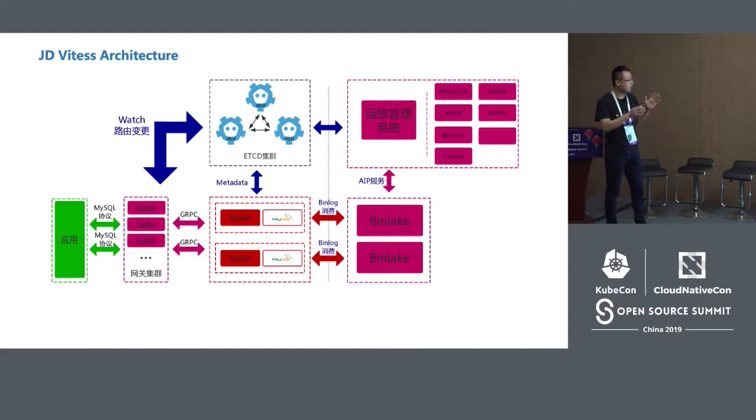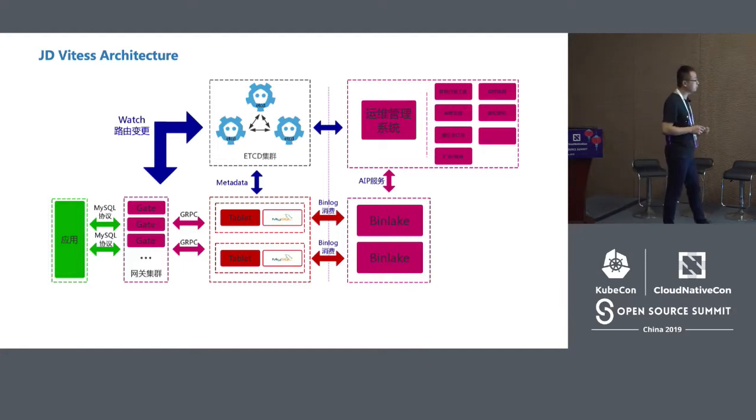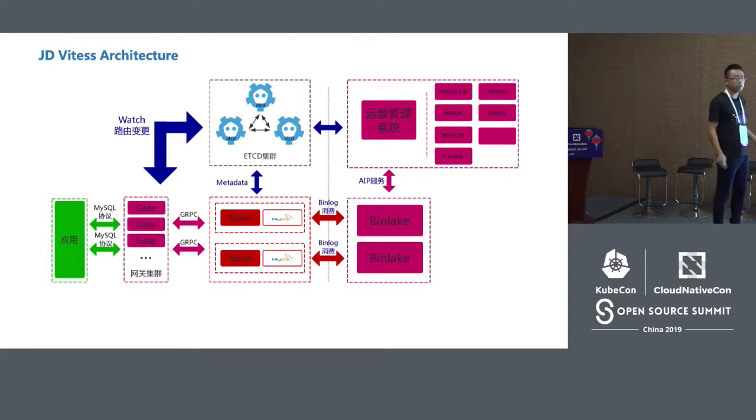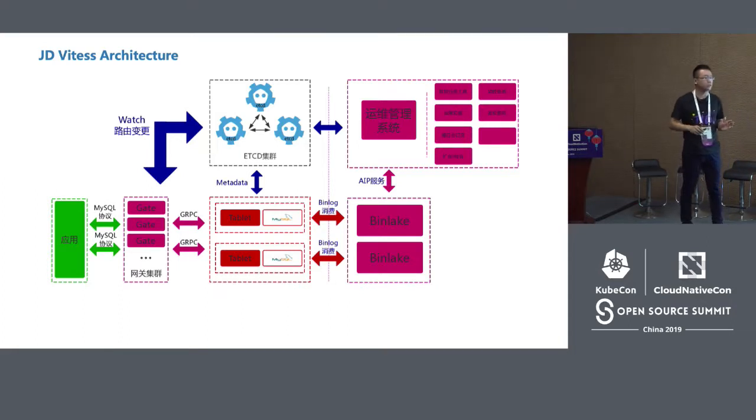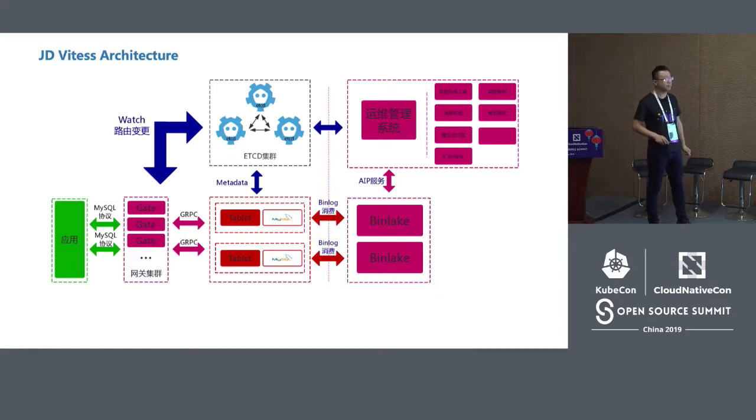Many JD businesses have large storage requirements based on our MySQL operation, for example 2TB businesses. For some scenarios, we need to synchronize the data in real time to our big data platform by extracting the binlog. In JD, we have a binlog service. We synchronize the data in real time through BinLake, and BinLake offers subscription services for users so as to enable real-time synchronization of data.